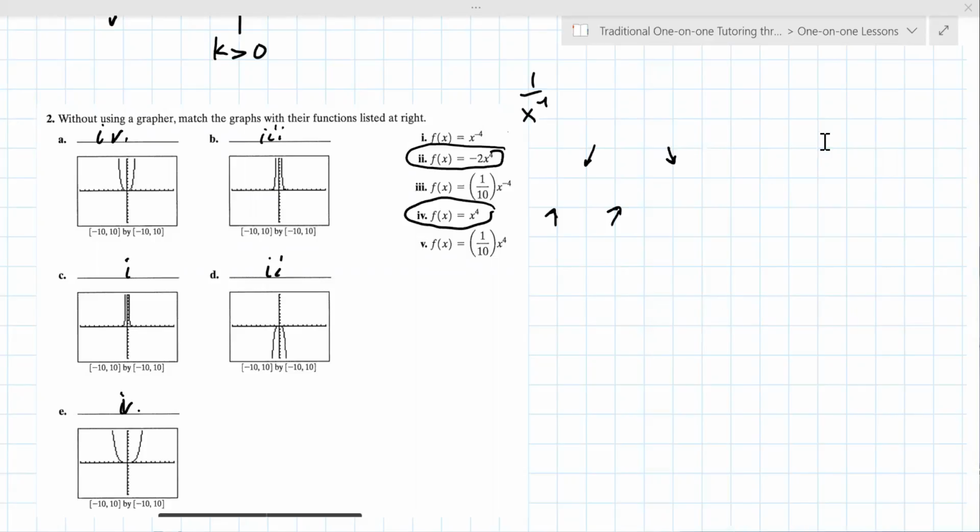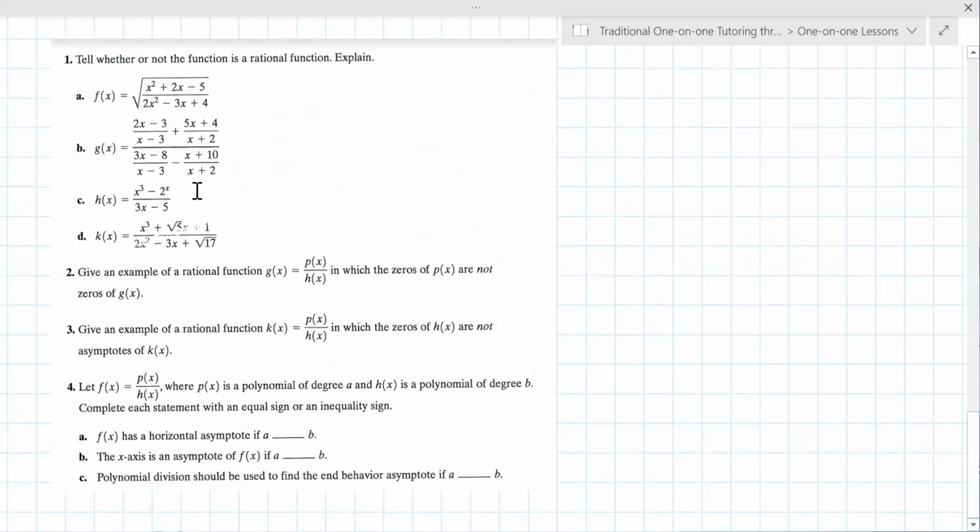All right, I guess we need to move a little faster through this. Yeah, we can move on to the next page. Okay, let's try and do these as quickly as possible. These aren't really helpful for your exam unless your exam is very theoretical. Okay, tell whether or not the function is a rational function.